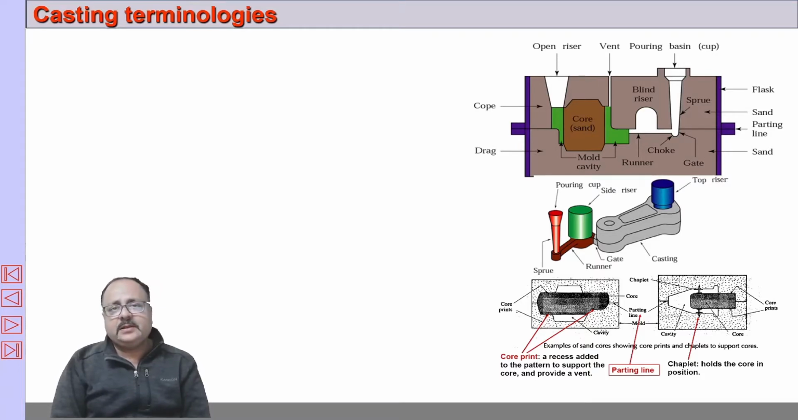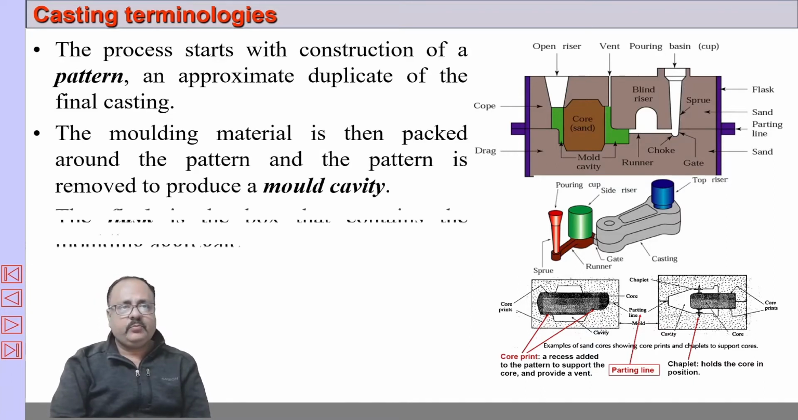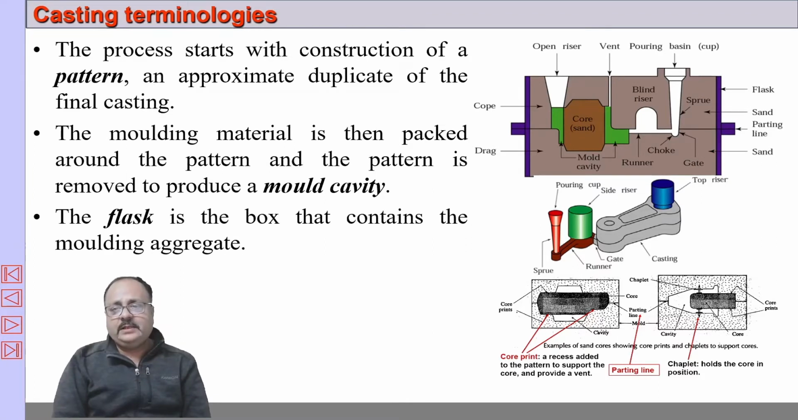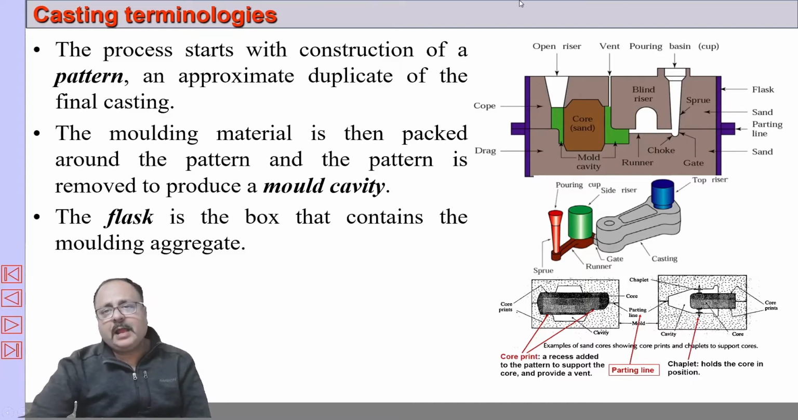Now this pattern creates a shaped cavity, which is called a mold cavity. And this mold cavity is created in molding material which is held in a flask, which is called the molding flask. Now this molding flask can be of 2 or more parts. Normally it is made of 2 parts. The upper half is called the cope and the lower half is called the drag.